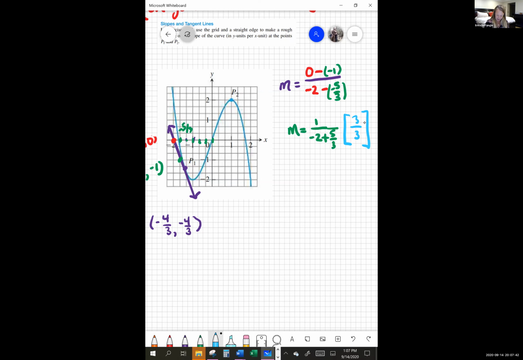If we do that, we have in the numerator 3 times 1, nothing cancels, which is 3, all over, in the denominator, if we distribute this 3, negative 2 times 3, which is negative 6, plus distributing it to the 5/3, the whole point was for that fraction to go away. The 3's cancel, and you're just left with a 5. So our slope here is 3 all over negative 1, which is negative 3. It's falling 3 for every 1 it's going to the right, or we can say it's rising 3 for every 1 it's going to the left.